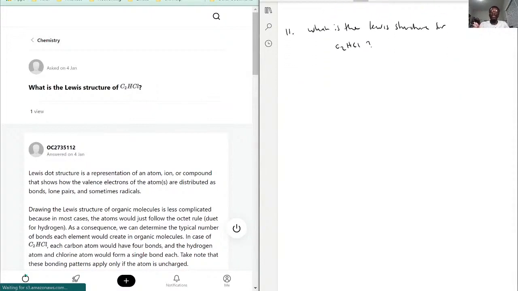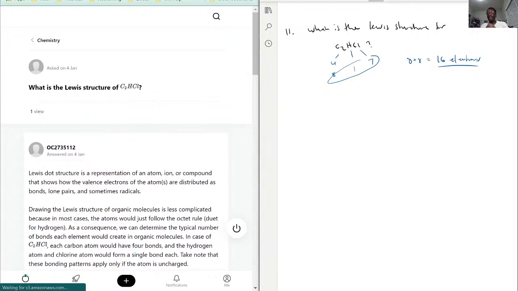Carbon is on the 14th column of the periodic table, so that's 4 electrons it can contribute. Because there's 2 of them, that's 8 total. H is in the first column, so that's 1 electron. And Cl is on the 17th column, which is 7 electrons. In total, we have 8 plus 1 plus 7, which is just 8 plus 8, which is 16 electrons total. So the goal is that whatever Lewis structure we draw has to have 16 electrons total.